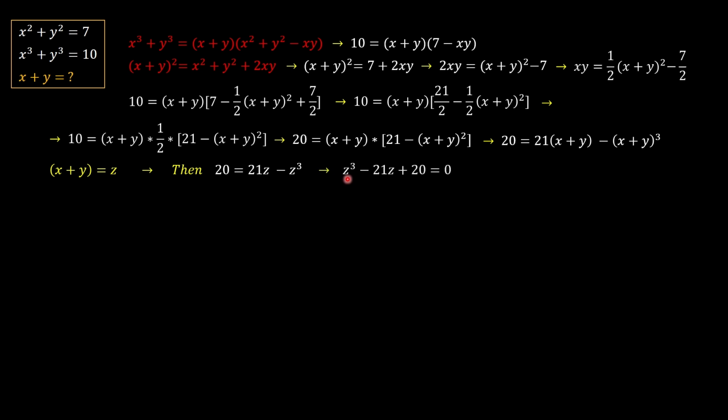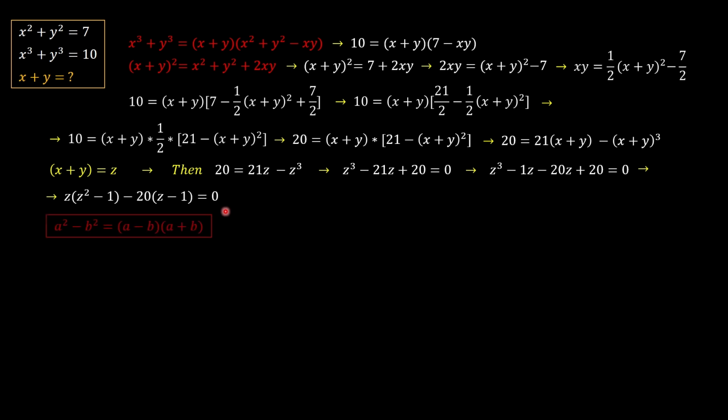Let's write this equation as z cubed minus 21z plus 20 equals 0. Next we can write z cubed minus z minus 20z plus 20 equals 0. Minus z and minus 20z will be minus 21z, so it is the same as here. Now we can write this equation as z multiplied by (z squared minus 1) minus 20 multiplied by (z minus 1) equals 0. This equation is the same as this equation. If you open the brackets, we will get this equation.